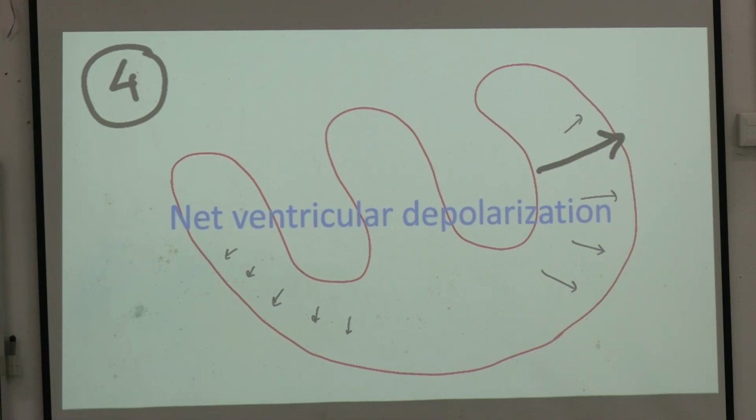Now tell me from your knowledge or your concept, why this is the left ventricular free wall and this is the right ventricular free wall. Why does the combination of all these vectors which depolarize the ventricular free wall give a resultant which is oriented towards the left and not towards the right?